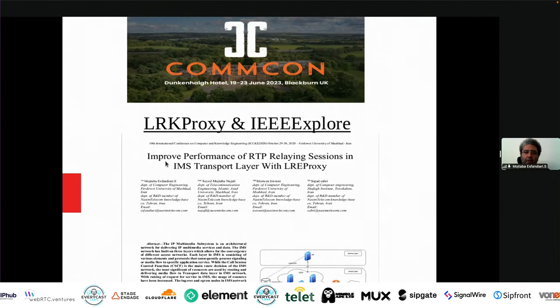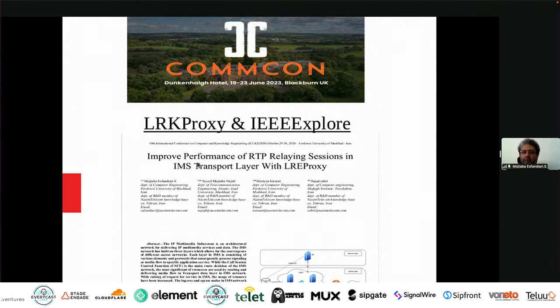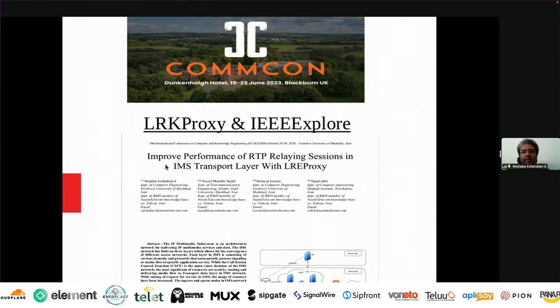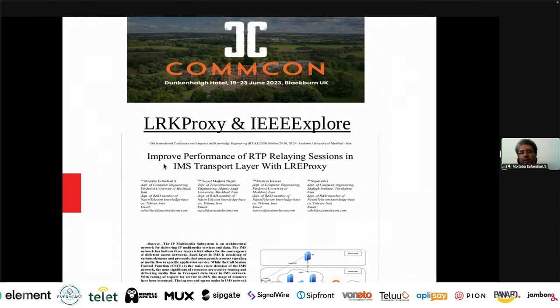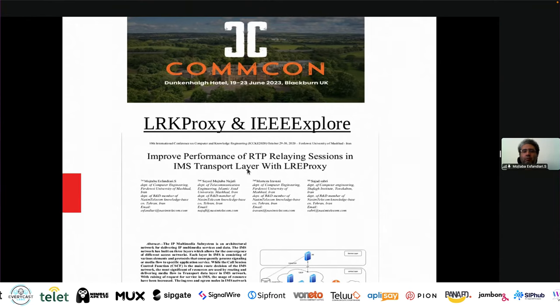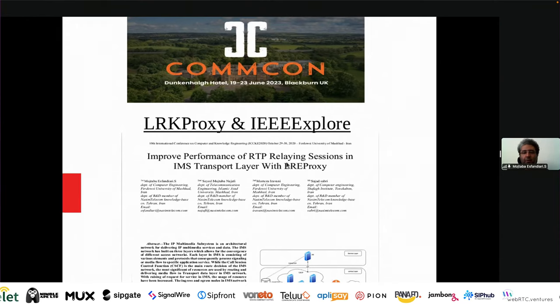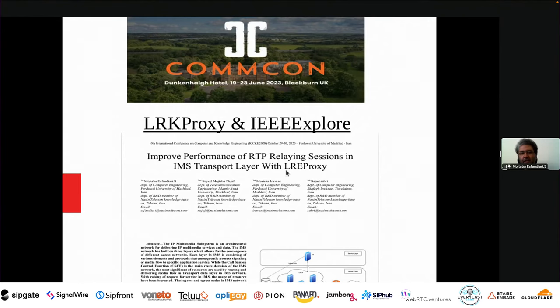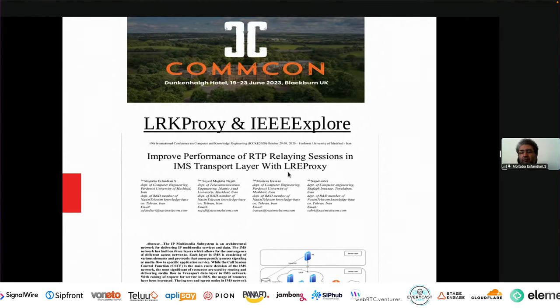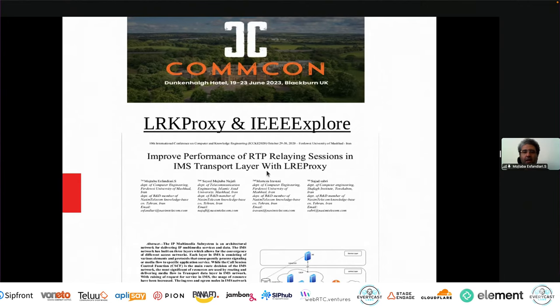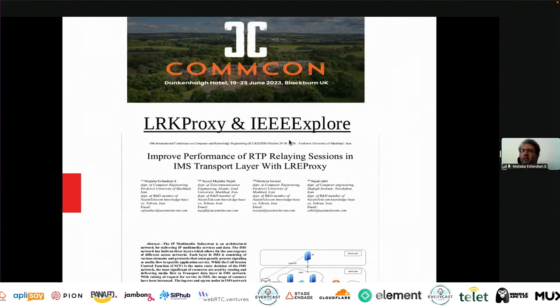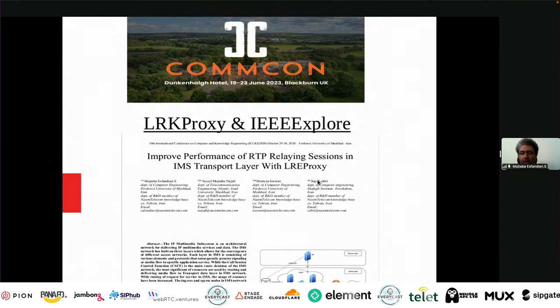And here is my paper that was published in IEEE Xplore. If anyone needs more information related to LRKProxy, actually here it is called the former name of LRKProxy. You could go to IEEE and download it.